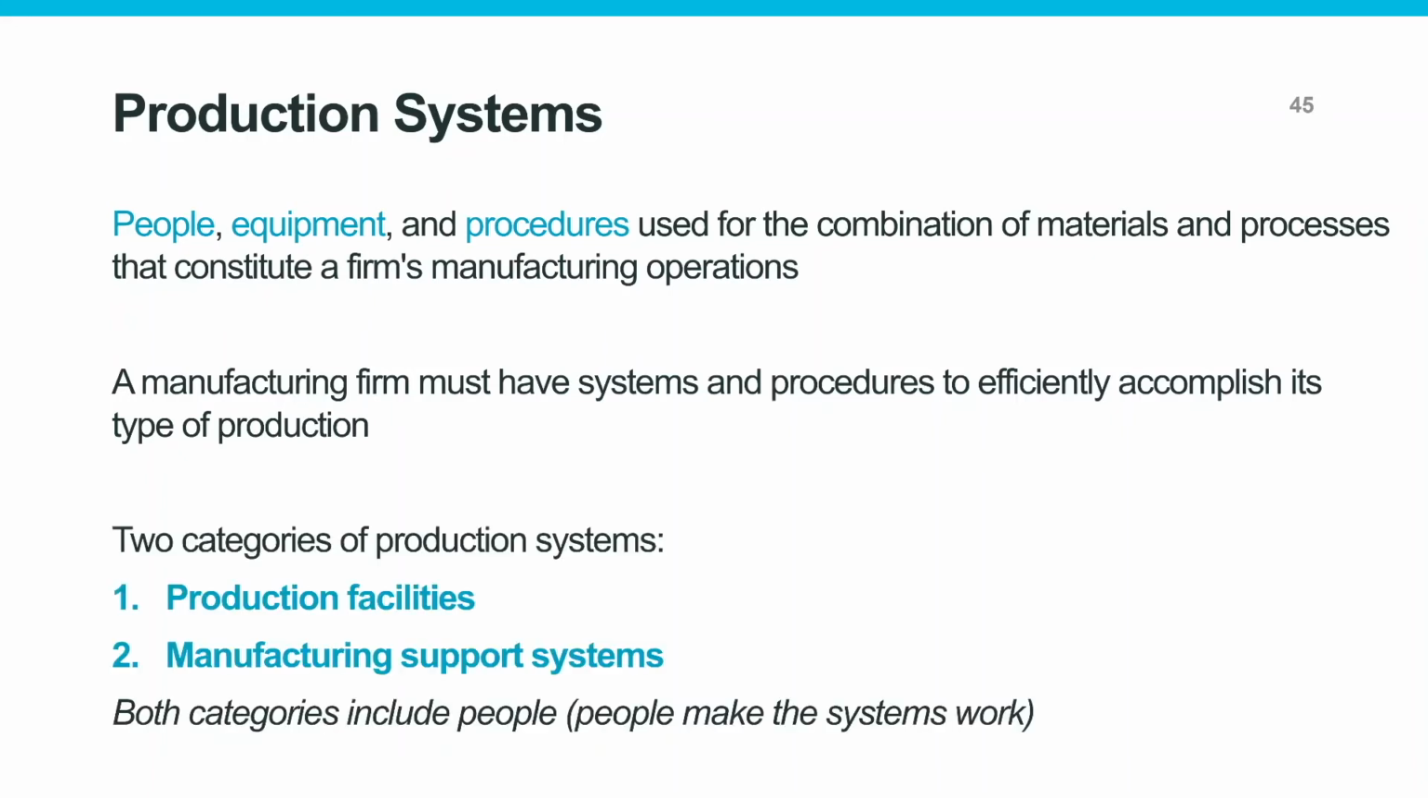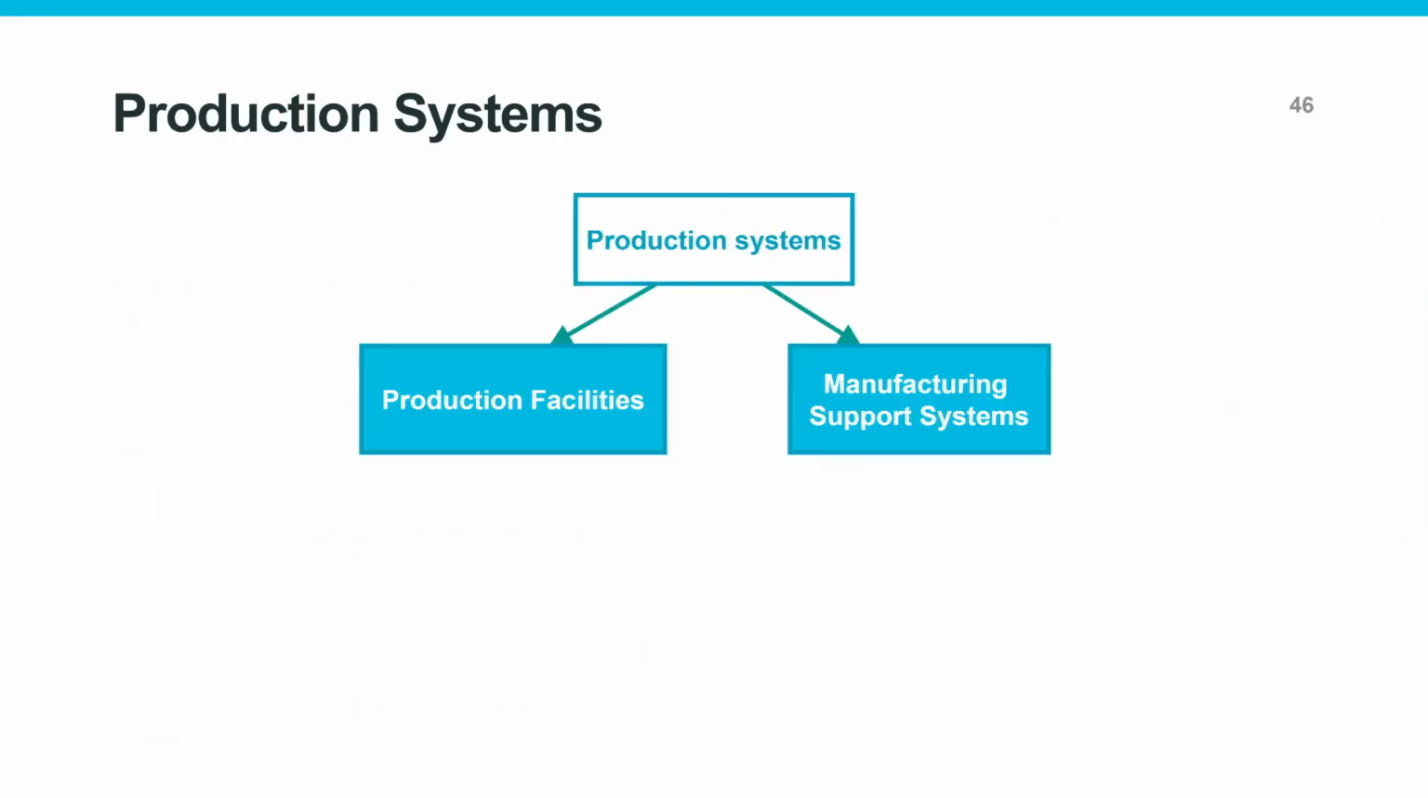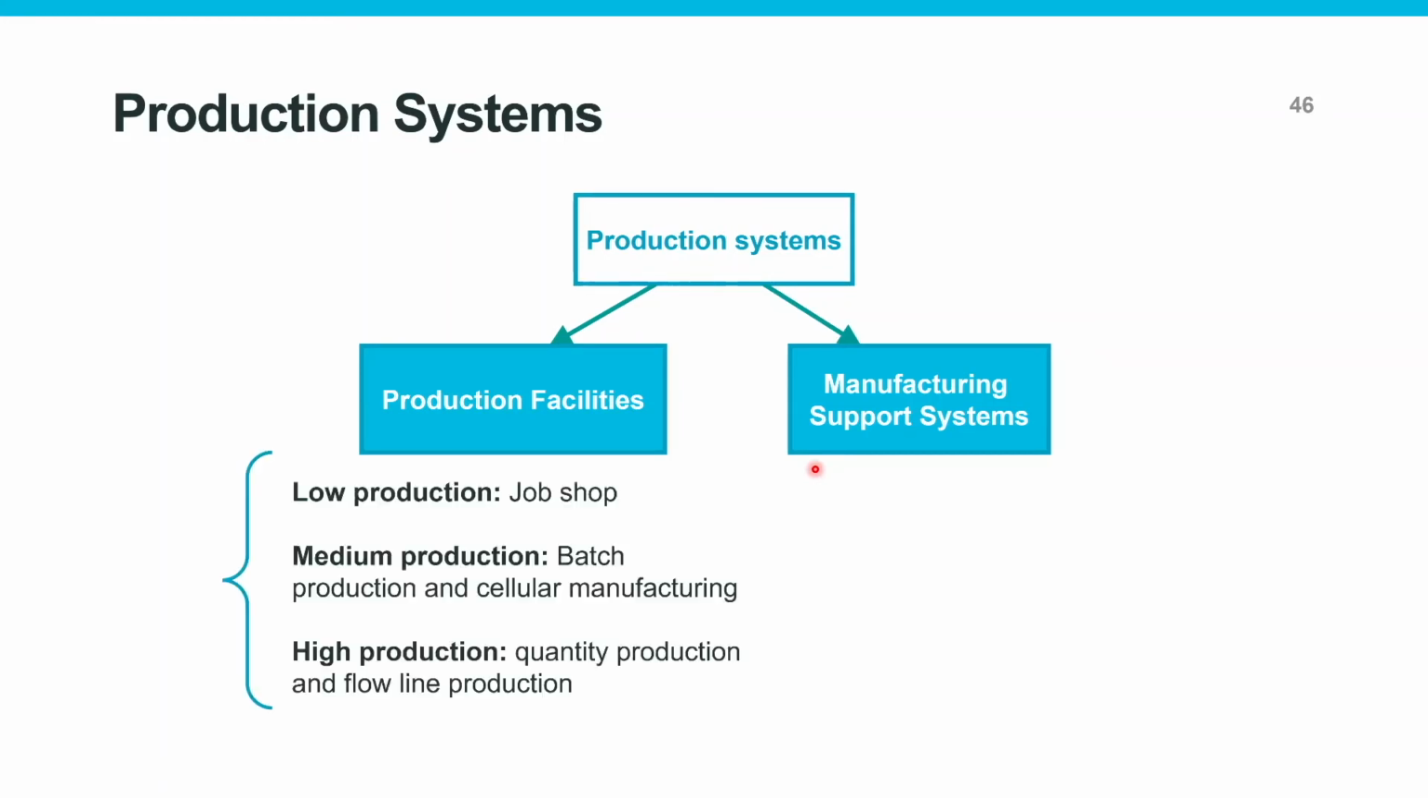We have two categories of production system: production facilities and manufacturing support system. Both categories include people. People make the system work. But let's talk about what those categories are. As we discussed, the production system consists of two groups: production facilities and a manufacturing support system.